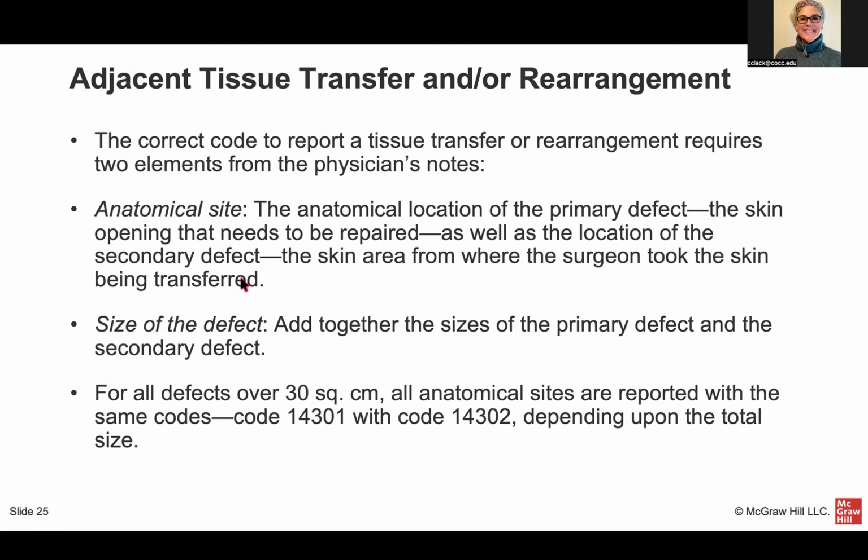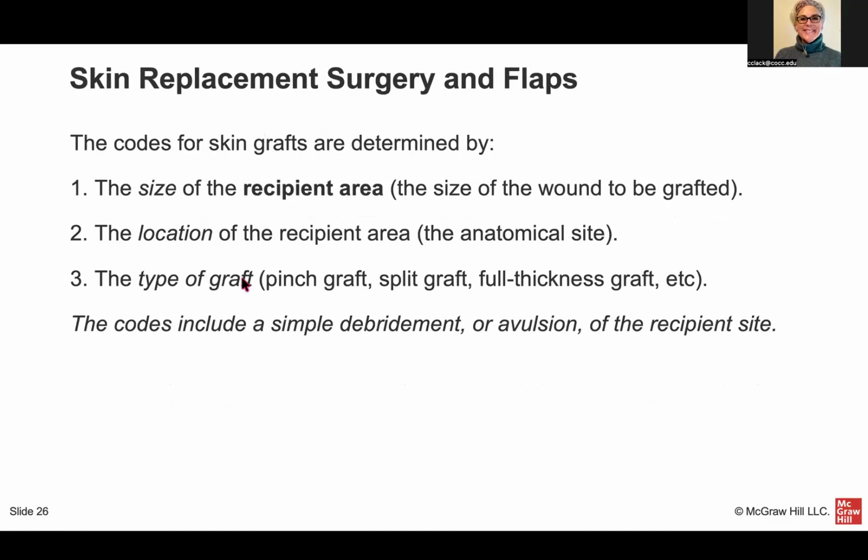Then there's a rule for larger defects. For all defects over 30 square centimeters, regardless of anatomical site, you're going to use codes 14301 and 14302. These are the catch-all codes for large tissue transfers. When you're reading documentation, look for measurement of both the primary and secondary defect. If the physician only documents one size, that's a query situation. You're going to need both.